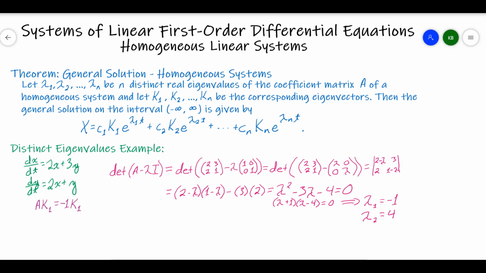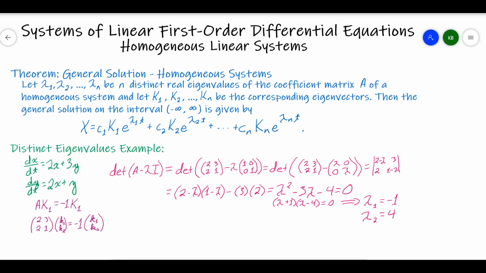I can then use that I know what A is, and I know my lambda value. I've already plugged in my eigenvalue, and I can solve for K1. So A was my 2, 3, 2, 1 matrix, and my eigenvector, I don't know what it is, but I know that it has 2 entries in it. So it's K1 and K2. And I know it's going to end up equaling negative 1 times that same eigenvector, K1, K2.